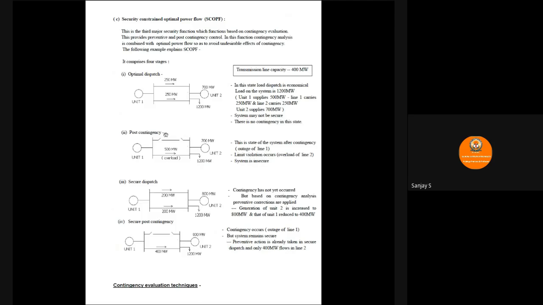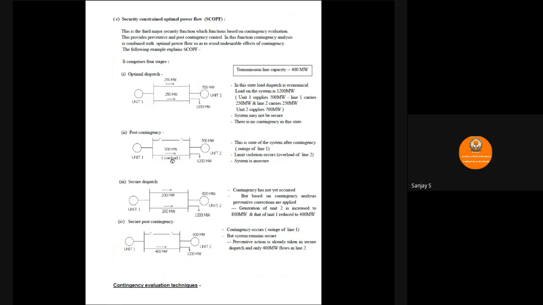At that point of time, all the 500 megawatt now will be on line 2 itself, but transmission line has got its capacity to be 400 megawatts only. When you try to send 500 megawatts, it will be overloaded. So there is a problem here. So system will not be secure anymore. So this is what is going to happen.